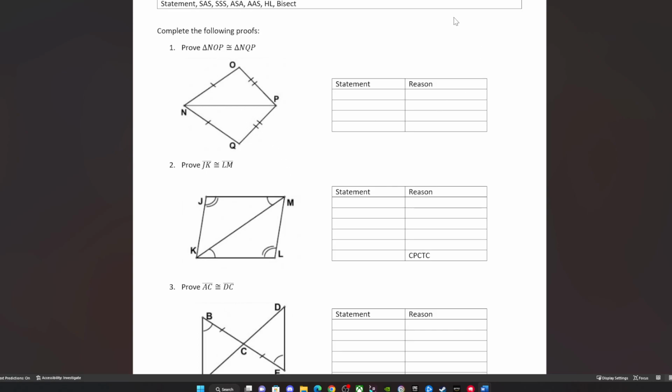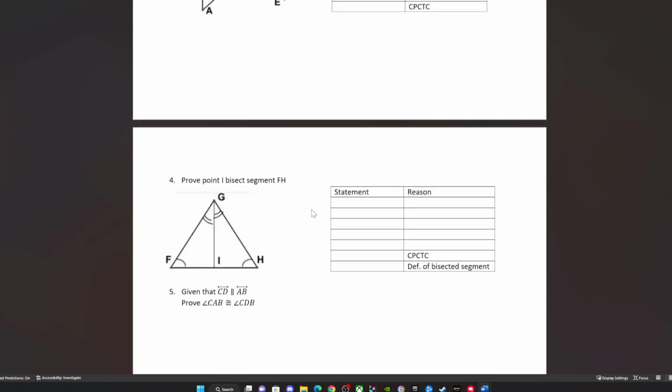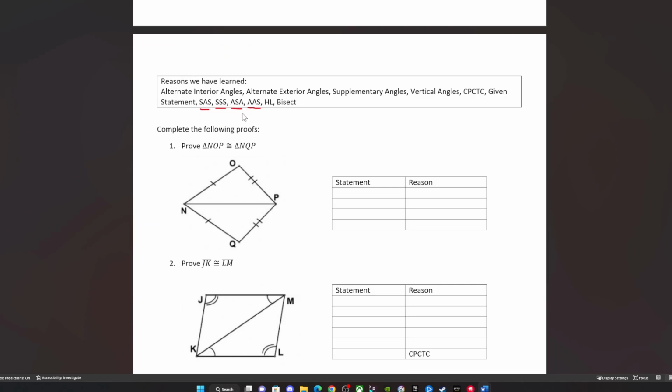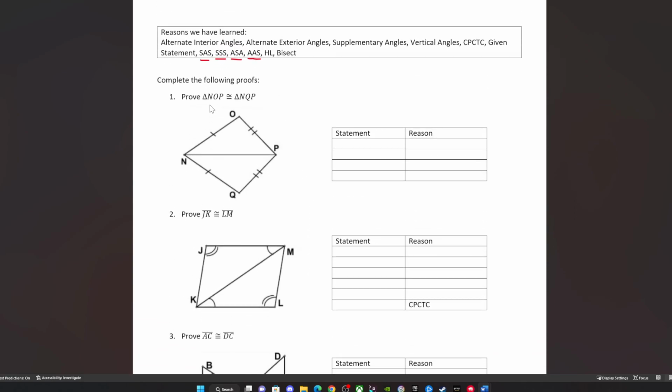All right. And again, we have five methods, but technically we'll just be looking at four. We have side angle side, side side side, angle side angle, and angle angle side. We also have HL, but we're not going to use HL in these problems. But these were the main four that we'll be using to prove two triangles are the same. In all of these problems, we want to prove the triangles are the same. The first question is telling us to prove the triangle NOP is congruent to triangle NQP. So let's go ahead and prove that these two triangles are congruent.